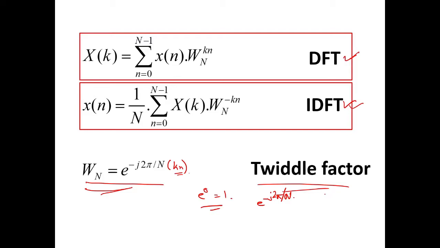Now this N, for a 2-point DFT it would be 2, for a 4-point DFT it would be 4, for an 8-point DFT it would be 8, and so on. So you can easily find out the value. For example, if N equals 2, it is equal to minus j pi. Okay, this value you can easily find out. Then if it is 4, what will happen? It is minus j pi by 2.